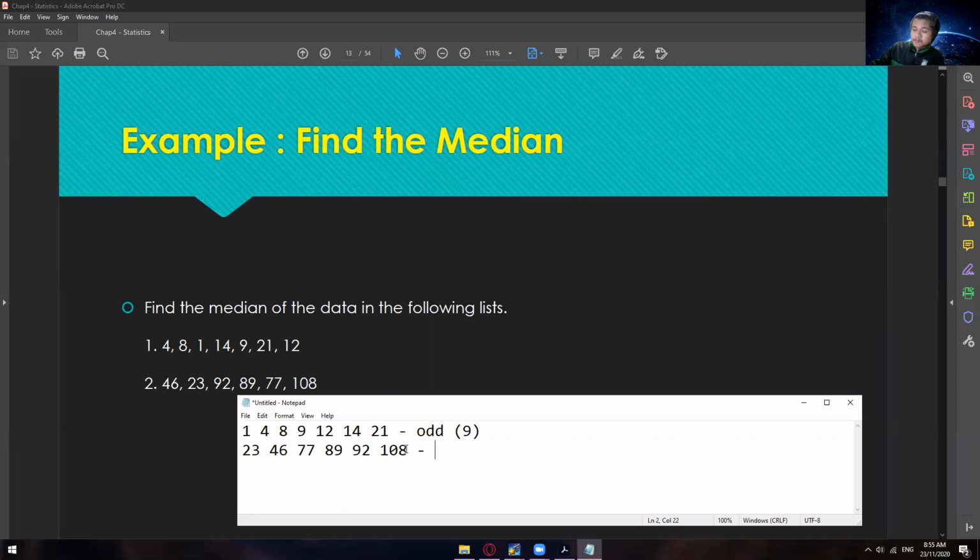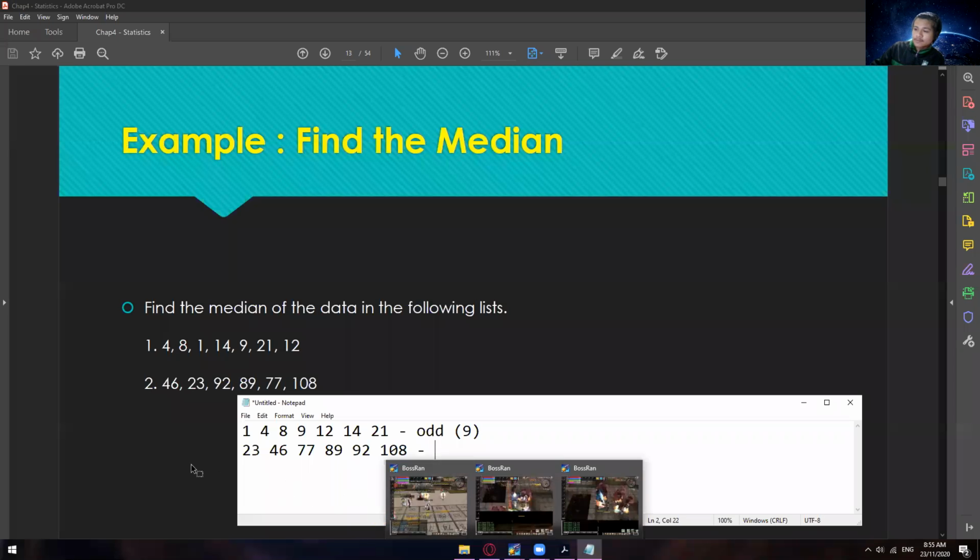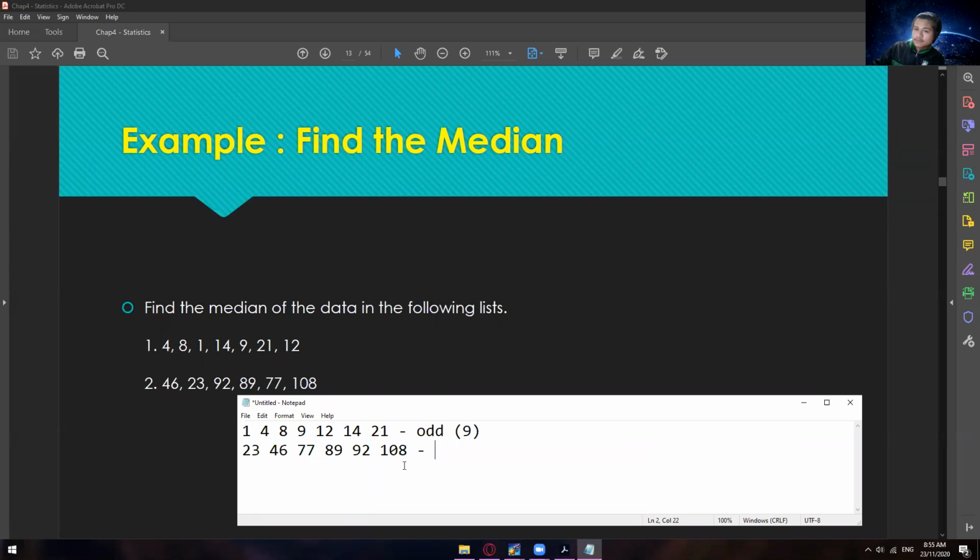What is the second one that we need to do for us to get the median? Identify if it is odd or even. All right, that's correct. The next step is to identify whether the count of data is odd or even. So in this example, is this odd or even? Even. So this one is even.